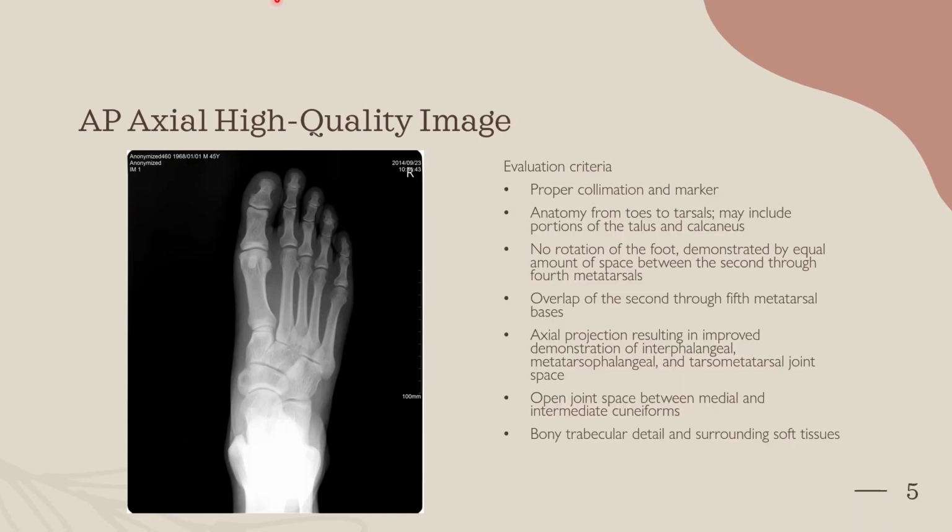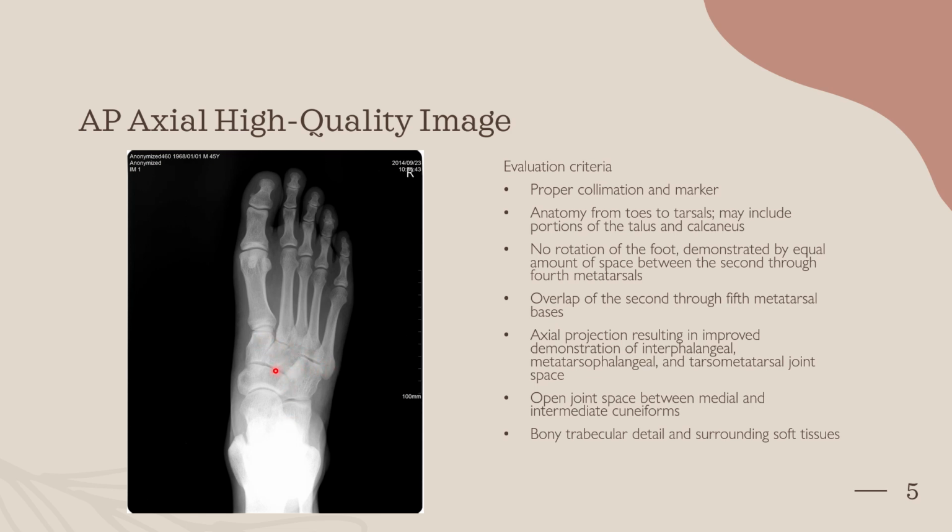Okay, so this is our AP axial high quality image with our eval. We'll have proper collimation and markers. We'll have our anatomy from the top of the toes to the tarsals, and it may include the talus and the calcaneus. We have no rotation of the foot, demonstrated by equal amounts of space between the second and the fourth. So we have equal spacing between each. And then we have overlap of second through fifth metatarsal bases. So this is our overlap.